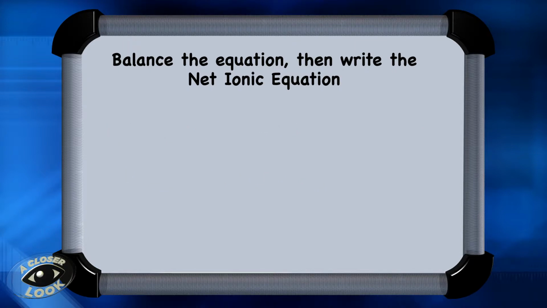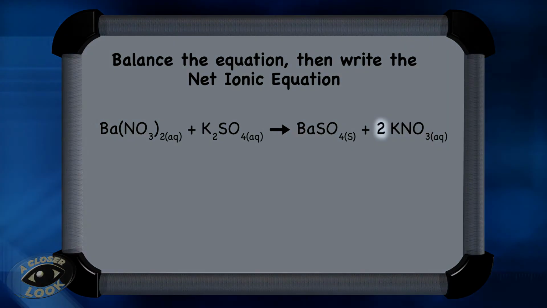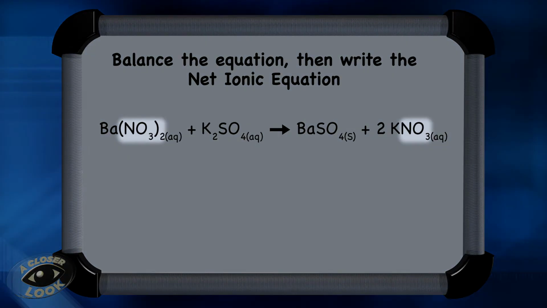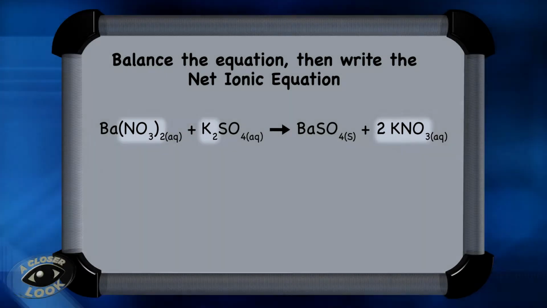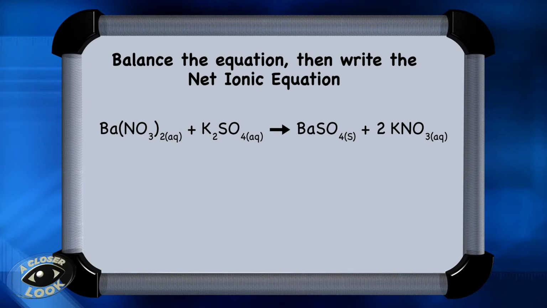Here's a second example of an equation to be converted to a net ionic equation. Again, you first balance the equation and treat the polyatomic ions as units when you balance them, rather than the individual elements that make them up. You see that there are 2 nitrates on the reactant side and 1 nitrate on the product side. Balance the nitrate by putting a 2 in front of the potassium nitrate on the product side. That not only balances the nitrate, but it also balances the potassium, because you'll notice there are 2 potassiums on the reactant side. That 2 in front of potassium nitrate gives you 2 potassiums on the product side.